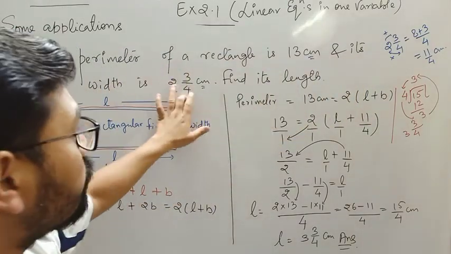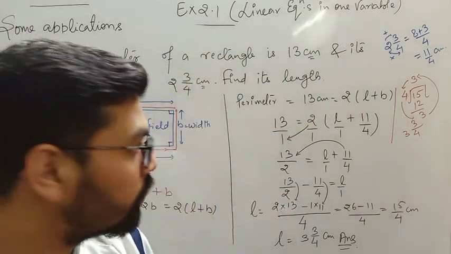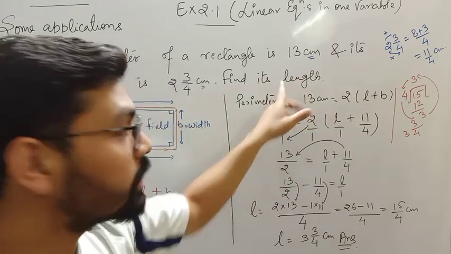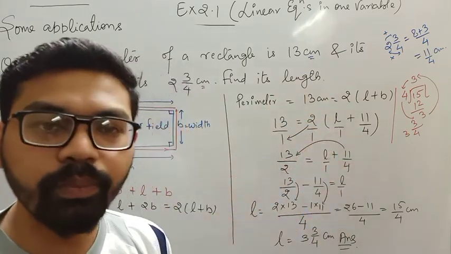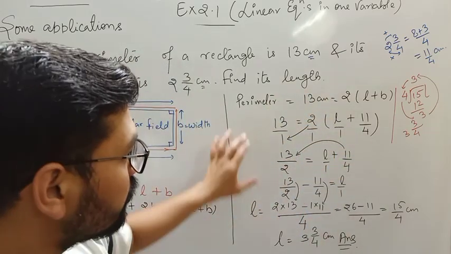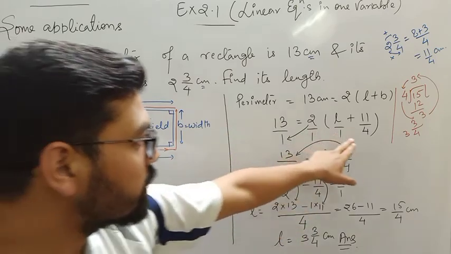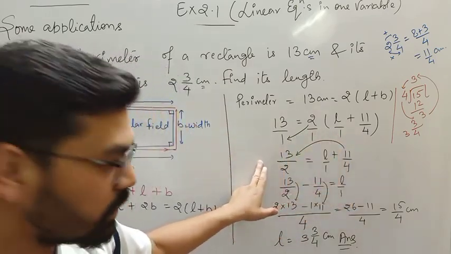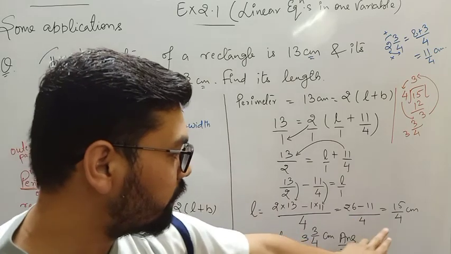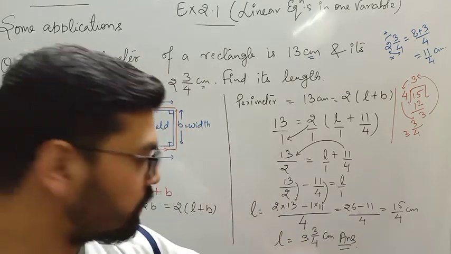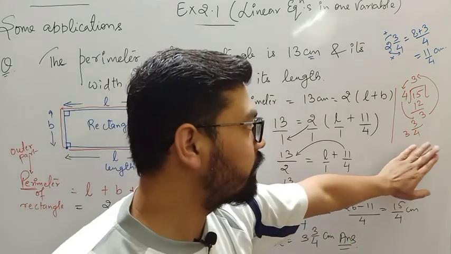Its width is 2 3/4. That means width is given. Now what is its length? So I think now you can find the value of L. You just transpose this value to the LHS and solve this. L is equal to 15/4, which can also be written as the mixed fraction 3 3/4, as I have shown here.